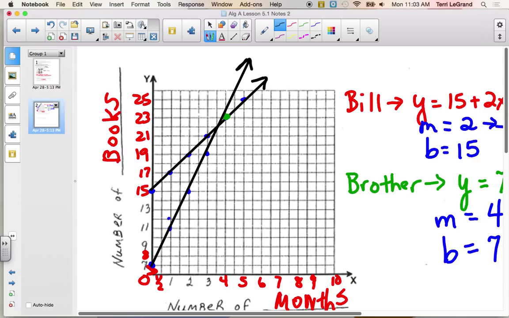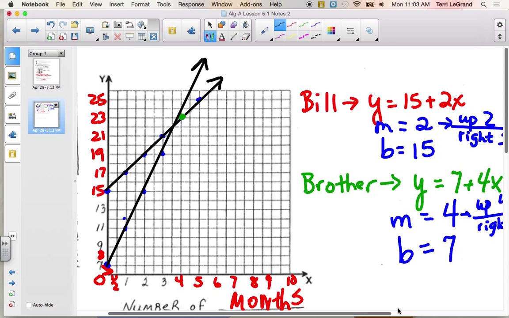Up 4 books, right 1 month. Didn't you go over 2? I did go over 2, which is 1 month though, right? Because every grid line is how much? Half a month. That's why we have to be really careful. When we know what these are representing and the scales change, we have to talk about it. So it's better to talk about it as months and books, like we were doing here.